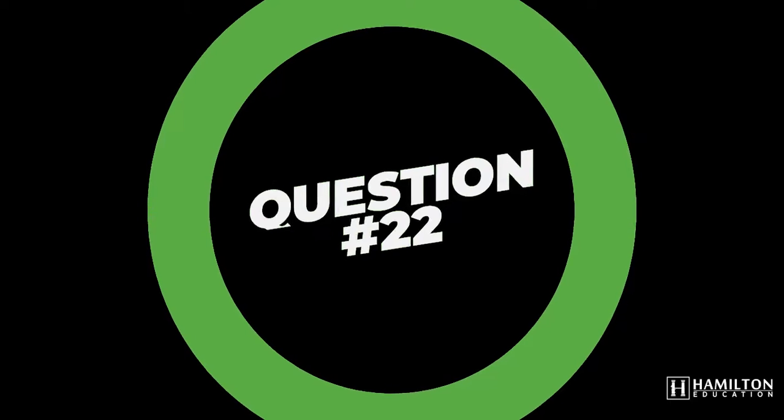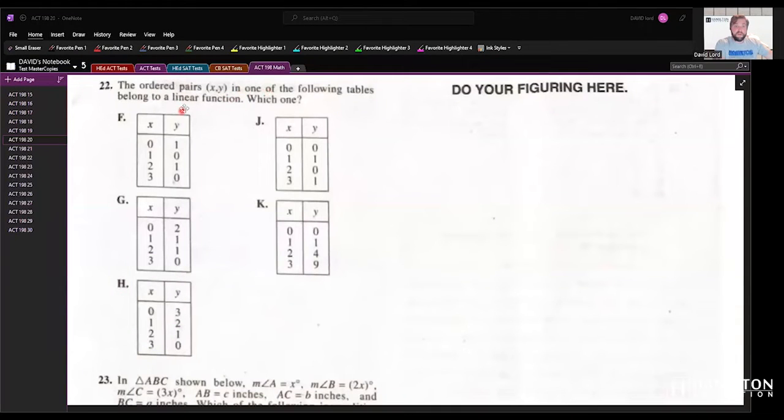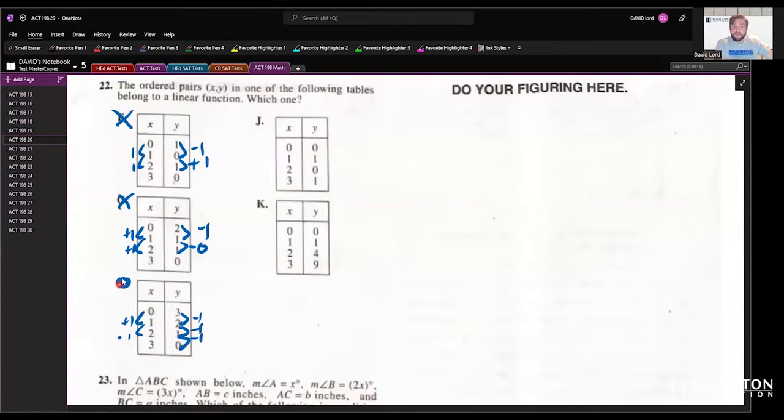Question number 22. The ordered pairs x and y in one of the following tables belongs to a linear function. Which one? So in order for it to be a linear function, it must have a constant rate of change. So let's go through them. For this one, as it goes up by 1, I notice it goes down by 1, then up by 1. That's not a constant rate of change because it changed. So for G, it goes up by 1 for x. And look at the y's, it goes down by 1 and then goes down by 0. So it's not G either. H, it goes up by 1, and we can see it goes down by 1 constantly. So the correct answer is H.